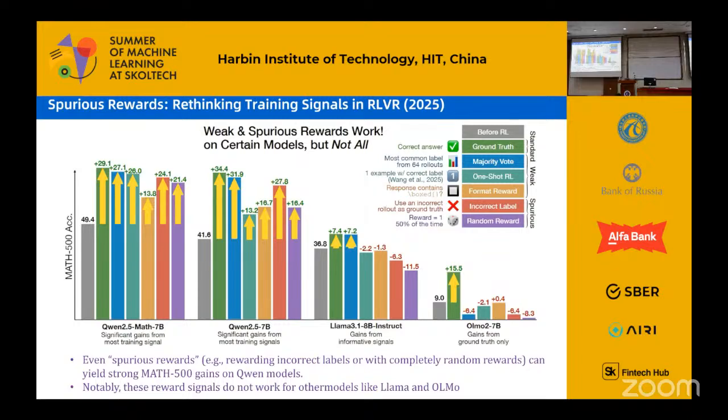Yeah, because the baseline score was underreported. So even if you give a poor signal, it seems like it improves the performance. Actually, that's not the case. Okay.